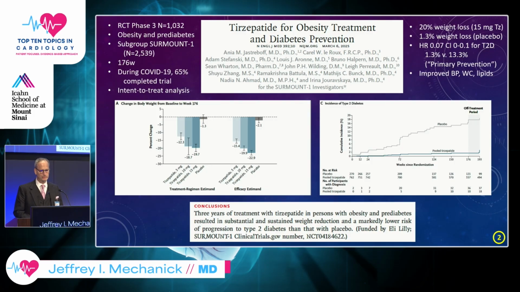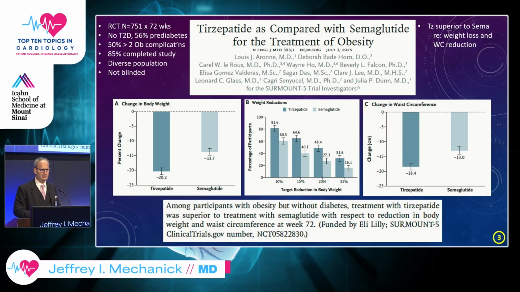So, 3 years of treatment with tirzepatide in persons with obesity and prediabetes. These aren't patients without obesity; these are patients with obesity and prediabetes, and there was substantial and sustained weight reduction and a lower risk for progression to type 2 diabetes than with placebo. Bear in mind, different ethnocultural populations have different conversion rates. You go to MENA, Middle East, North Africa, you have very fast conversion rates. South Asia, Southeast Asia, very fast conversion rates. Here in the US, relatively slow conversion rates. So these kinds of studies need to be replicated in different populations.